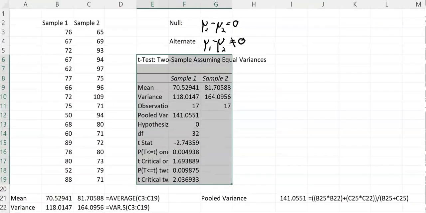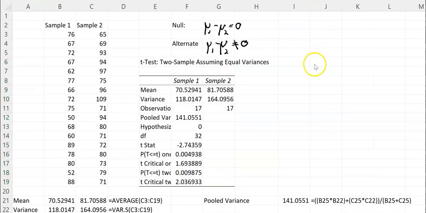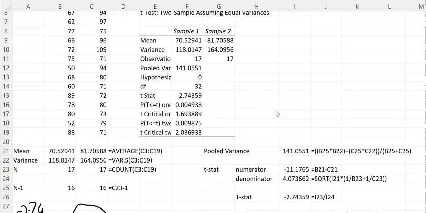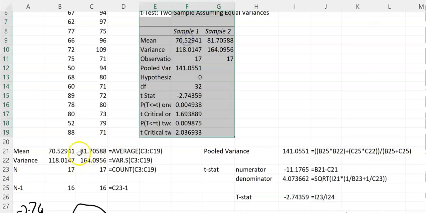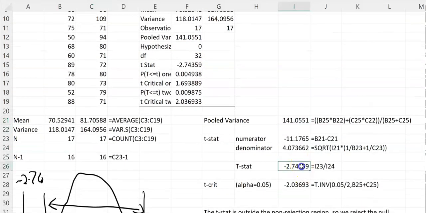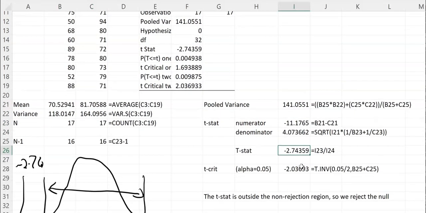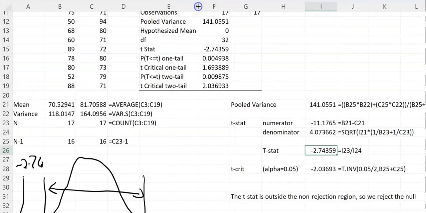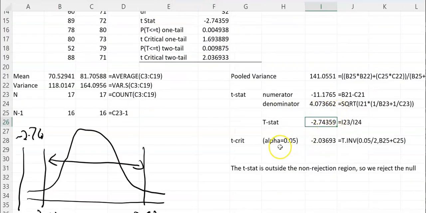So if I look at my results and compare them with before, I see those are my numbers. That's my mean. I have my means down here. My variances are here. My pooled variance is here. I have my t-stat, which is down here. And the critical value of t for the two-tailed test is right here. So from here, we can also find that we reject the null.